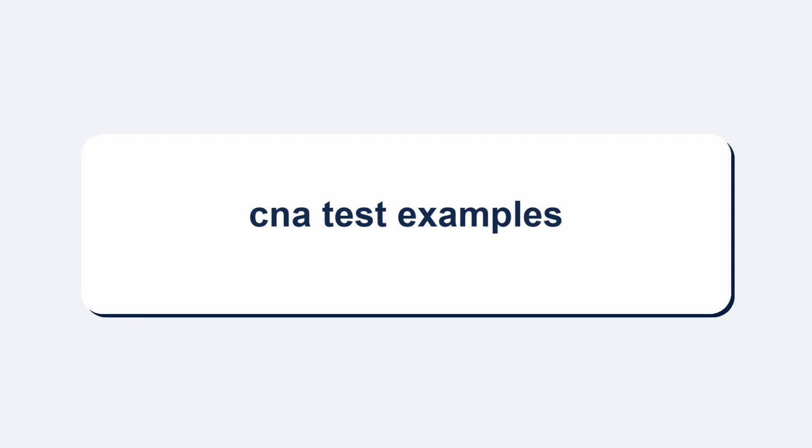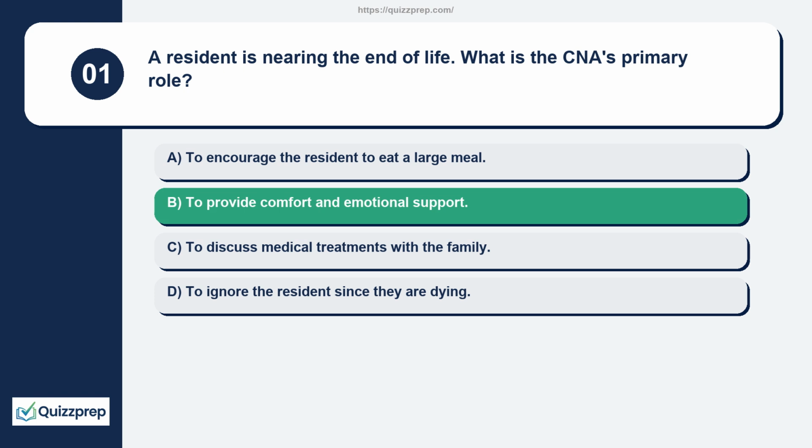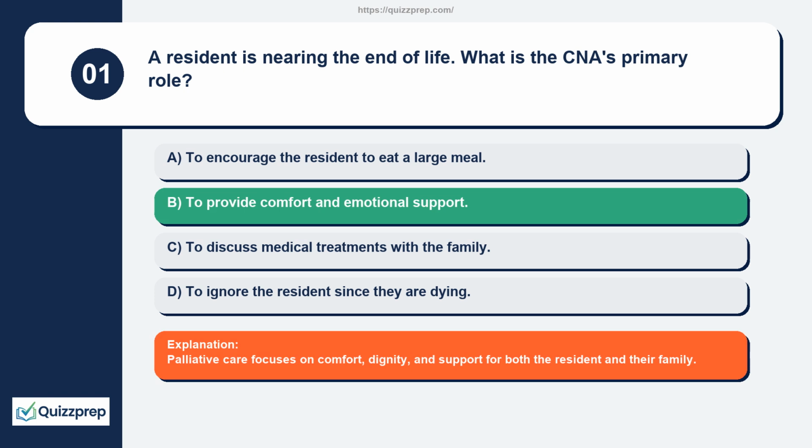CNA test examples. Question 1. A resident is nearing the end of life. What is the CNA's primary role? To encourage the resident to eat a large meal, to provide comfort and emotional support, to discuss medical treatments with the family, to ignore the resident since they are dying. Palliative care focuses on comfort, dignity, and support for both the resident and their family.